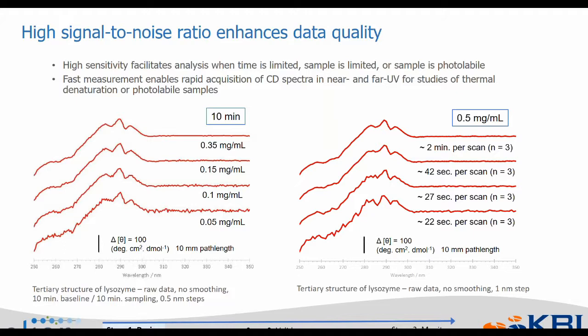A couple of really important points here. First of all, the fact that the instrument does provide such high sensitivity facilitates analysis when time is limited or when the sample quantity or concentration is limited or when the sample is photolabile. So we have the opportunity to vary scan rate, for example, and maybe give in a little bit on signal to noise for the sake of being able to scan the sample more quickly. Or if we're presented with a situation where we have a low concentration sample, we can still analyze that successfully.